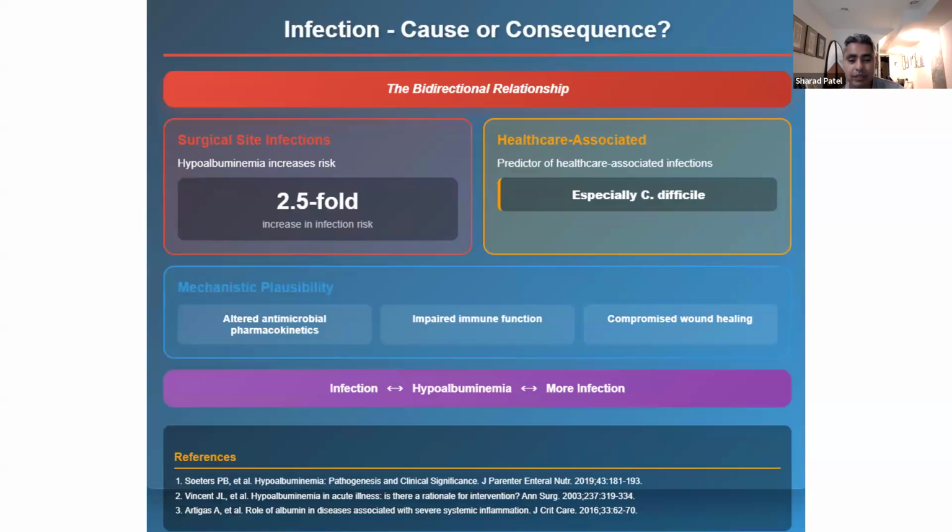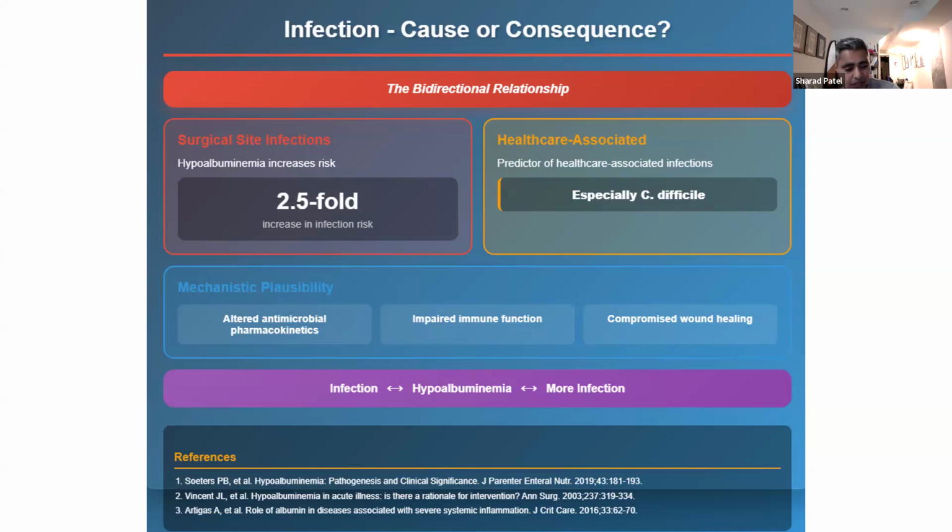So infection: is infection the cause or the consequence? I think there's a bidirectional relationship. In infection and sepsis, and surgical site infections, hypoalbuminemia increases risk for worsened outcomes. Patients with hypoalbuminemia have increased risk for C. diff as well. But does C. diff infection also lead to hypoalbuminemia? Yes, that's correct. Mechanistic plausibilities could be altered antimicrobial pharmacokinetics, and there's some evidence to suggest that we should probably be doing more drug monitoring for patients with hypoalbuminemia because it's harder to predict drug levels in these situations.